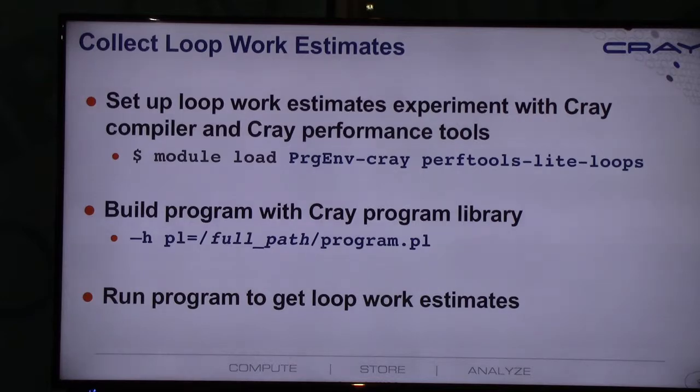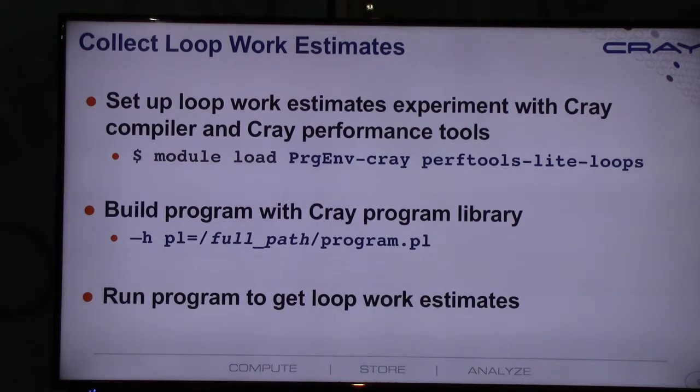So the way you do this on our system is you use a combination of the Cray compiler, the Cray performance tools, and then ultimately Reveal. By using the Cray compiler, we've set up an experiment where you load the module to access the compiler, you load a module to access and implement this particular experiment for analyzing loops.